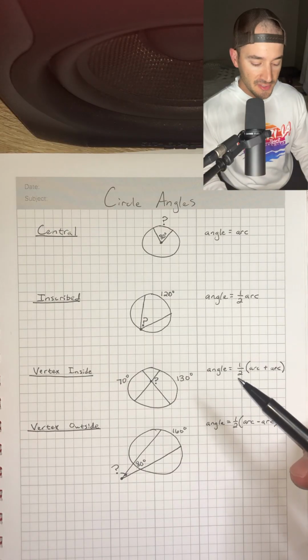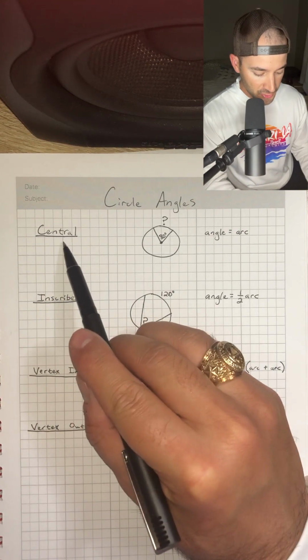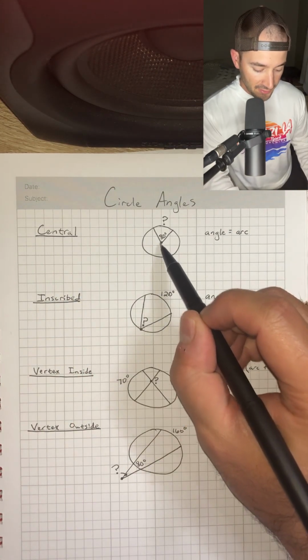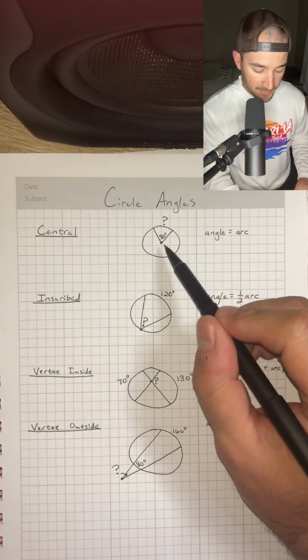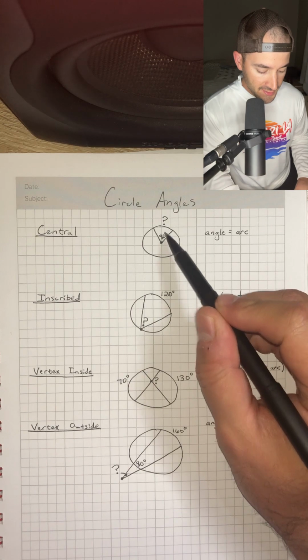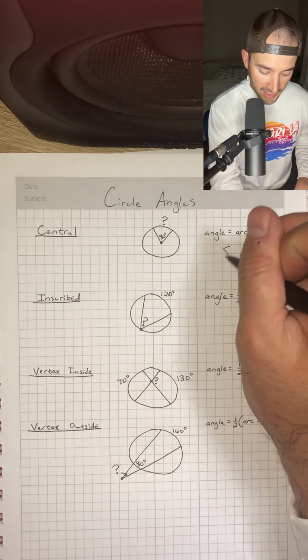So we're talking about angles and circles, and the first kind is called a central angle, and that just means that it's formed by two radii. So for central angles, the angle is equal to the arc. So that means if our central angle is 80 degrees, our arc is also 80 degrees.